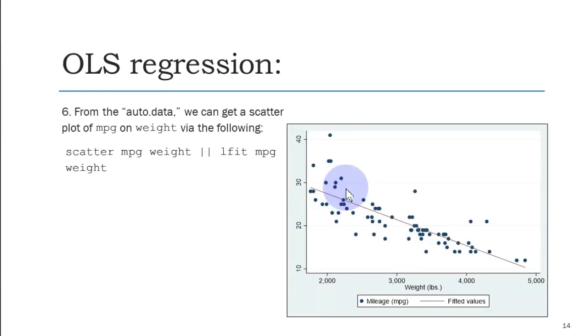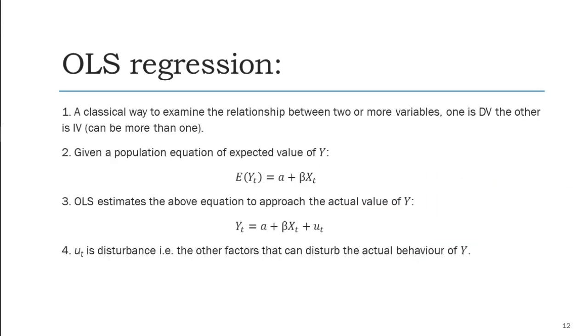Once OLS estimates the relationship between the mileage and the weight, we can get the fitted line as shown in the picture. So going back to our relationship just now, given mileage is a function of weight, we estimate an OLS to examine the relationship between weight and mileage. So that is all about the OLS regression.